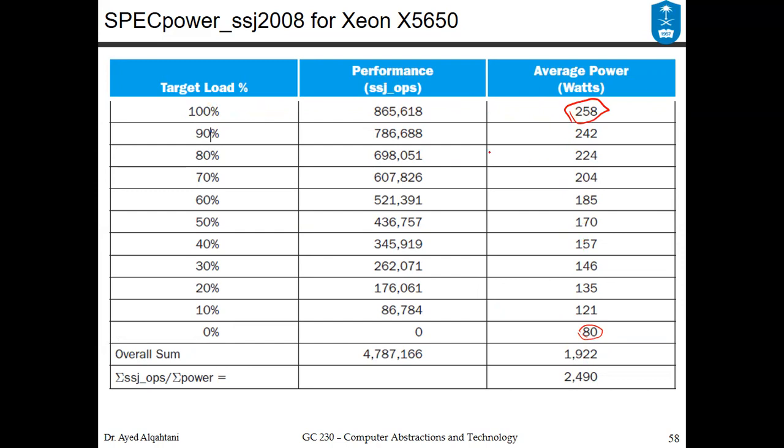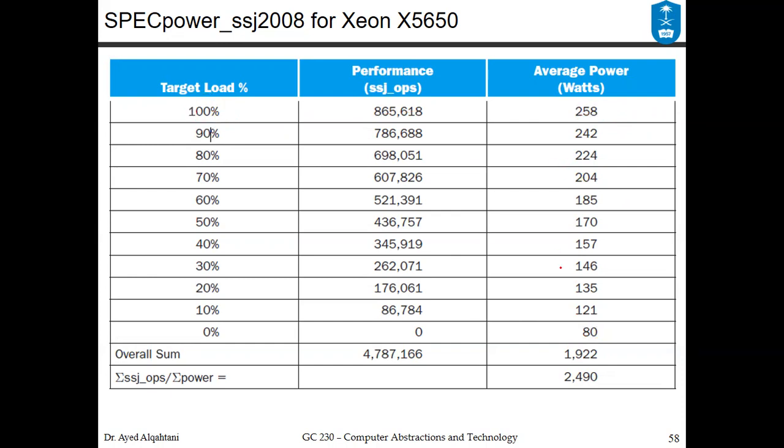watts. To understand the target load, you could imagine that the 100% target load is like you are burning the CPU. You are running the CPU at full capacity. So you will have this many operations, and you will have this much power consumption.